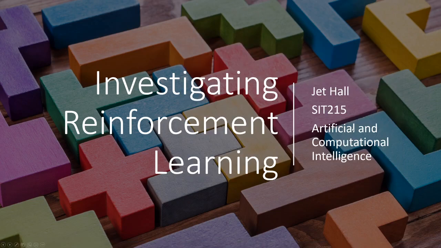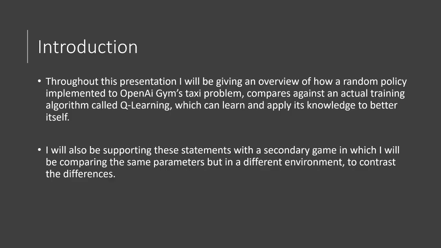Hello, this is my investigating reinforcement learning presentation for SIT215, Artificial and Computational Intelligence. As an introduction to this presentation, I'll be giving an overview of how a random policy implemented to an OpenAI Gym taxi problem compares against an actual training algorithm called Q-learning, or quality learning, which can learn and apply its knowledge to better itself through each iteration of the program that it's being run on.